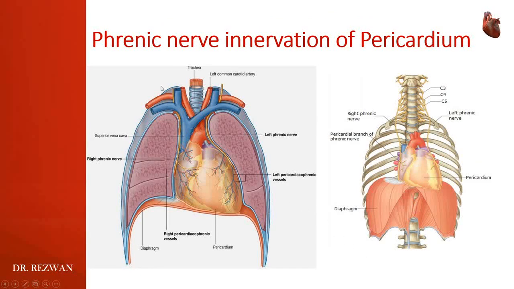Now in this picture we can see the phrenic nerve is coming from the neck region and it is traveling down to the thoracic cage along with the pericardiophrenic vessels. In this picture we can see the phrenic nerve is coming from the cervical 3, 4 and 5 segment of the spinal cord, and they are going into the pericardium on either side and giving the branches over here.